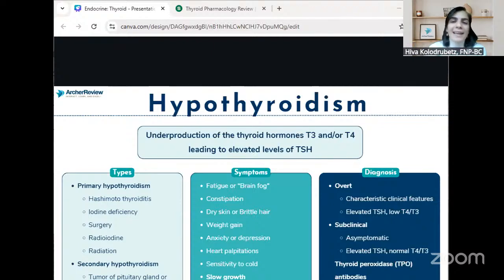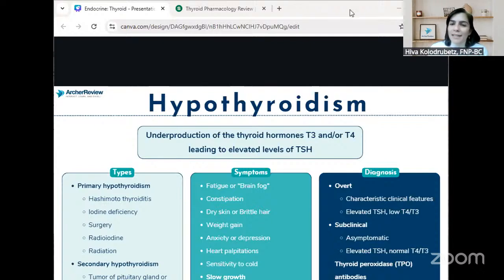Same with radioiodine, if that was the treatment that was recommended, and now they have primary hypothyroidism because of cancer or nodules or whatever they needed to treat. Radiation to the head or neck can oftentimes damage the thyroid gland as well. So those are all causes of primary hypothyroidism. And secondary causes, again, happening outside of the thyroid gland, most typically is a tumor of the pituitary gland or the hypothalamus. That's really something that's going to be managed by an endocrinologist. We're really looking at that primary hypothyroidism.